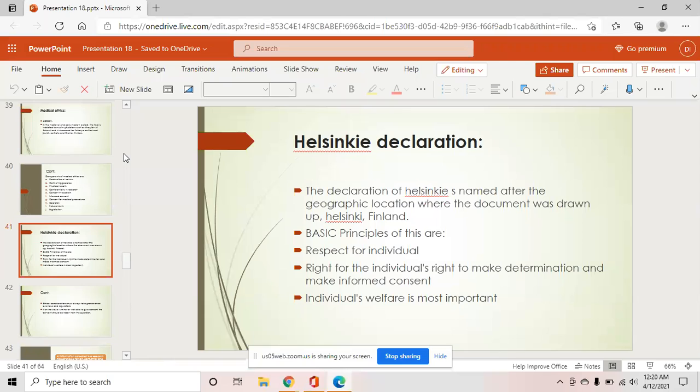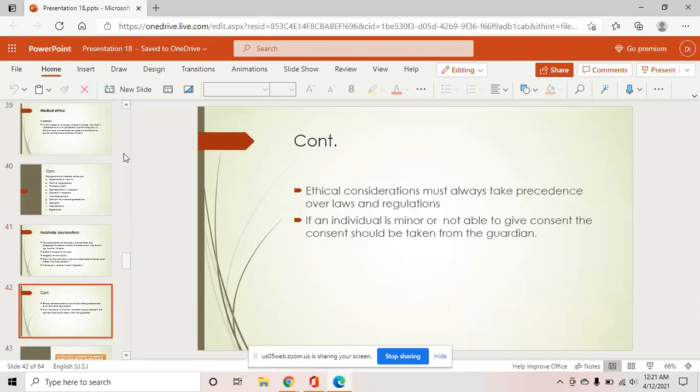Helsinki Declaration. The Declaration of Helsinki is named after the geographic location where the document was drawn up, Helsinki in Finland. Basic principles of this are respect for the individual, the individual's right to make determinations and give informed consent, and that the individual's welfare is most important. Ethical consideration must always take precedence over laws and regulations. If an individual is a minor and not able to give consent, the consent should be taken from the guardian.